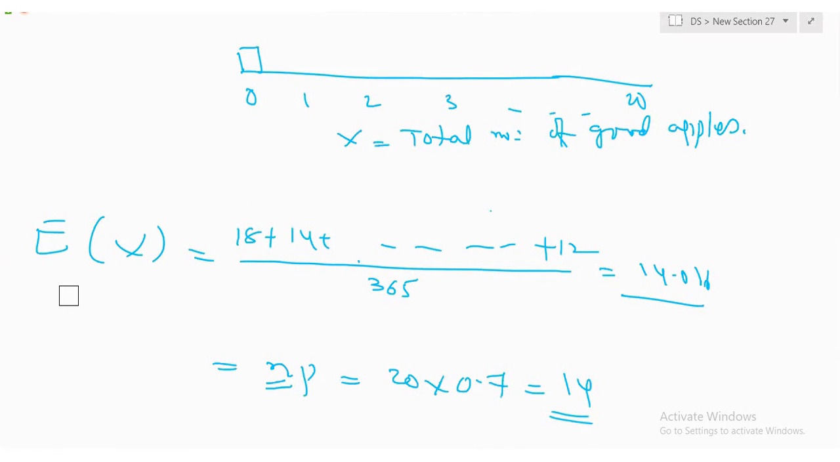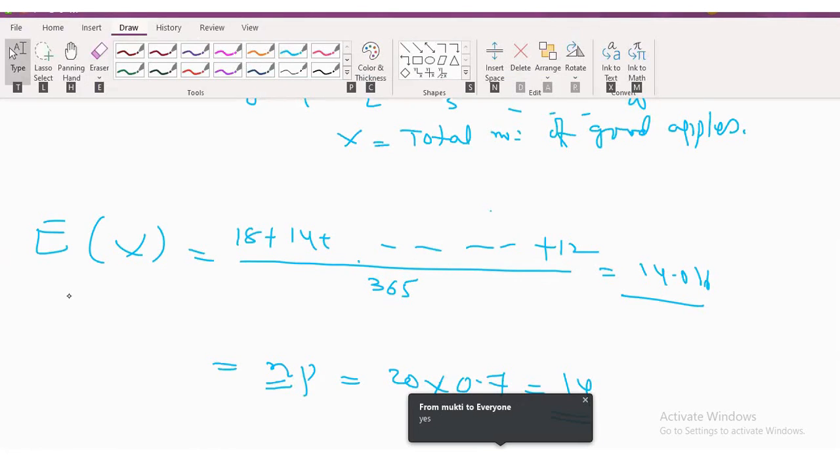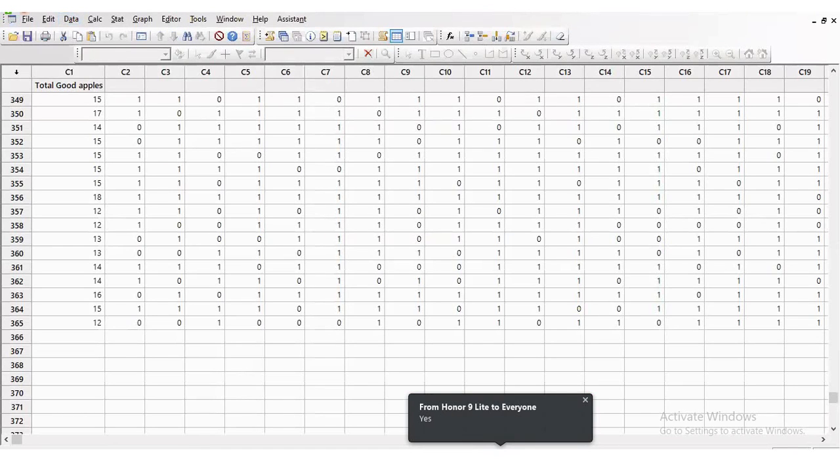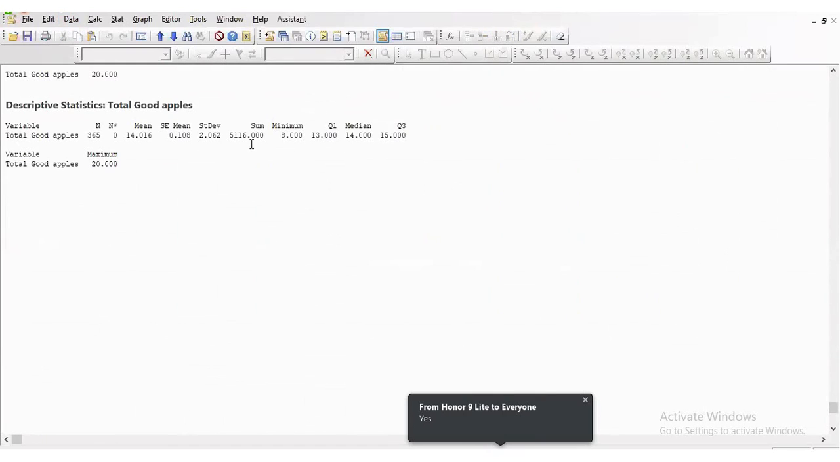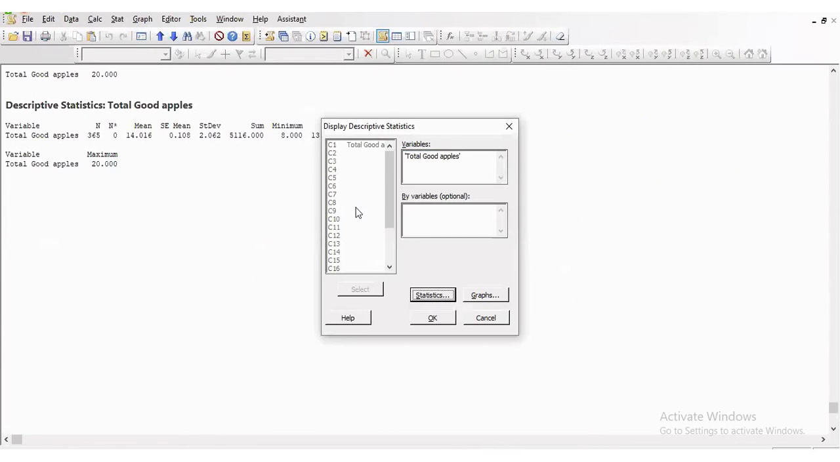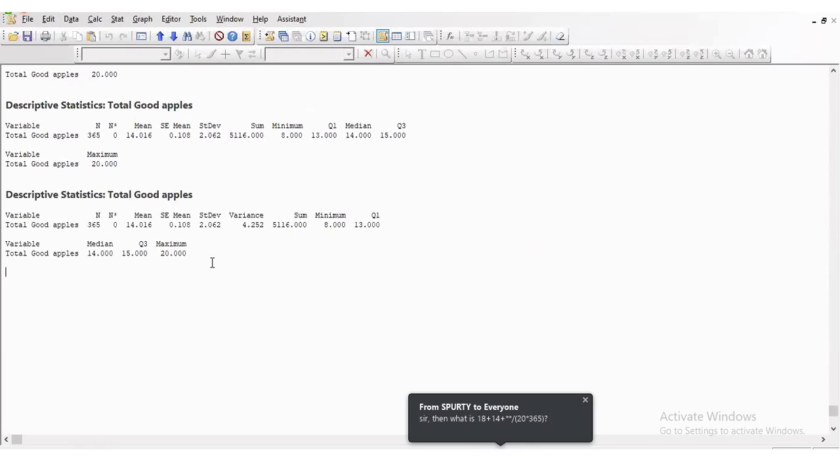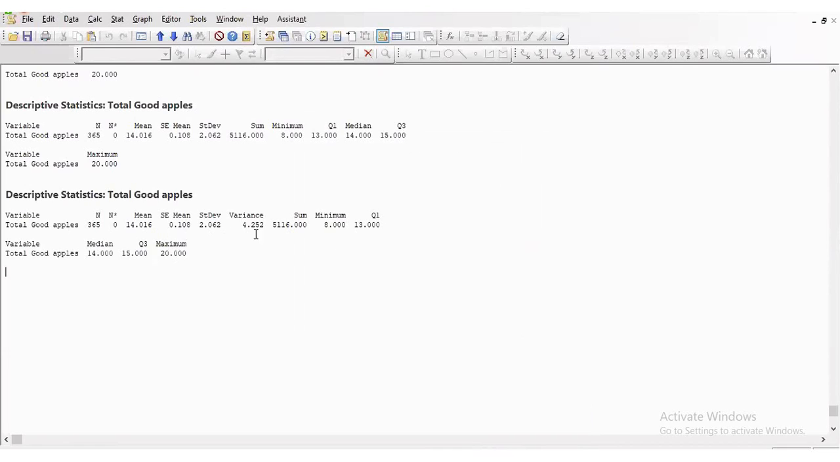Happy at least now. Now let's look at the variance. What is the variance? Variance of these, right? Yes or no? Already we calculated. Did I? It's not there. Let me calculate that. What is the variance? 4.25.